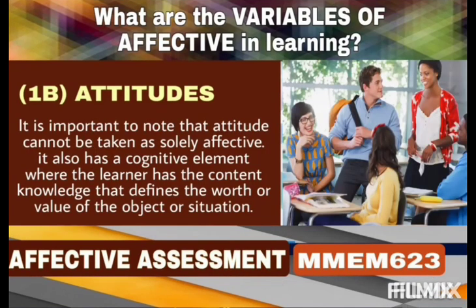It is important to note that attitude cannot be taken as solely affective. It also has a cognitive element where the learner has the content knowledge that defines the worth or value of the object or situation. Cognitive knowledge can just be a contributing factor to effect a desired outcome. Example: of course, not necessarily all know that smoking is wrong, and even the government has a warning on the package of the cigarette. Still, many will smoke. Cognitive knowledge is just one of the factors of attitude. Attitude is much more a personal decision than personal knowledge.